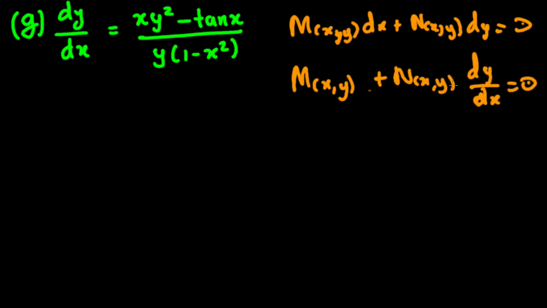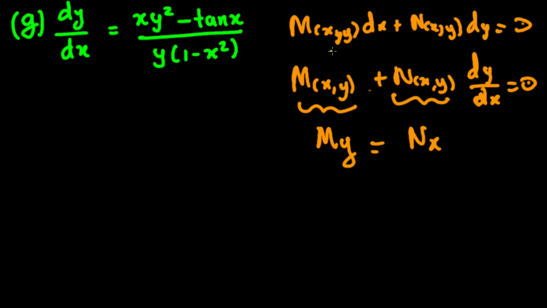There are two ways you will look at this one, but here the important thing is we have to figure out which one is m of x comma y and which one is n of x comma y. And after you find out which is m of x comma y and n of x comma y, you have to take the partial derivative of m with respect to y, and also the partial derivative of n with respect to x, and see whether these two are equal. If these two are equal, this is exact, otherwise it's not exact. Okay, now let's go ahead and see whether it's exact or not.